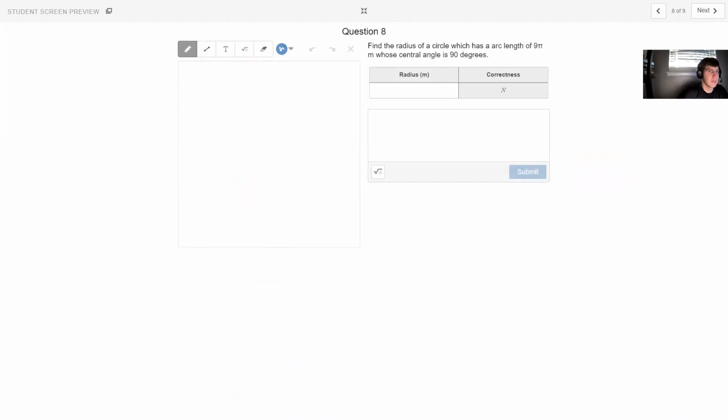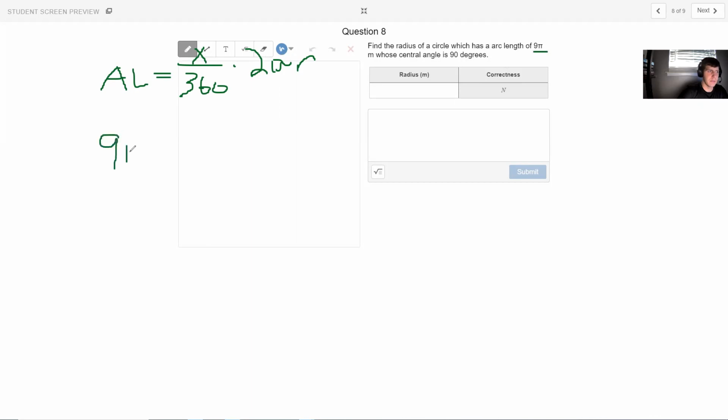All right, the next one, it's very similar, except we have the arc length instead of the sector area. So our arc length formula is x over 360 times 2 pi r. So arc length is 9 pi units, or 9 pi meters. The measure of the central angle again is 90. And then circumference is 2 pi r, and r is what we're solving for.